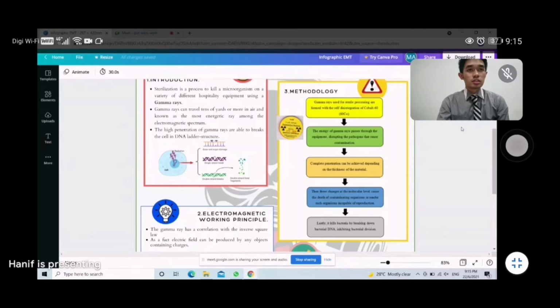This change at the molecular level causes the death of the contaminating organisms or renders such organisms incapable of reproduction. And lastly, it kills bacteria by breaking down bacterial DNA, inhibiting bacterial division. That's all for me for the methodology. I will pass to the next presenter.